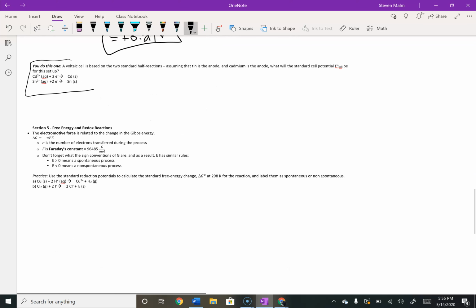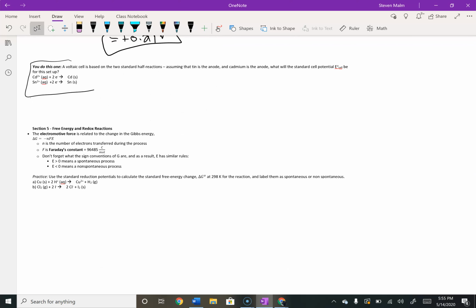The very last one that we're going to do is the EMF and Gibbs free energy. So delta G equals negative nFE. And in order to do this, you first have to calculate E. And then once you have E, you calculate delta G by plugging in your values. And in order to do this, you're going to need to know the number of electrons transferred in each one. And so we're going to look at what these would have been before they were balanced.